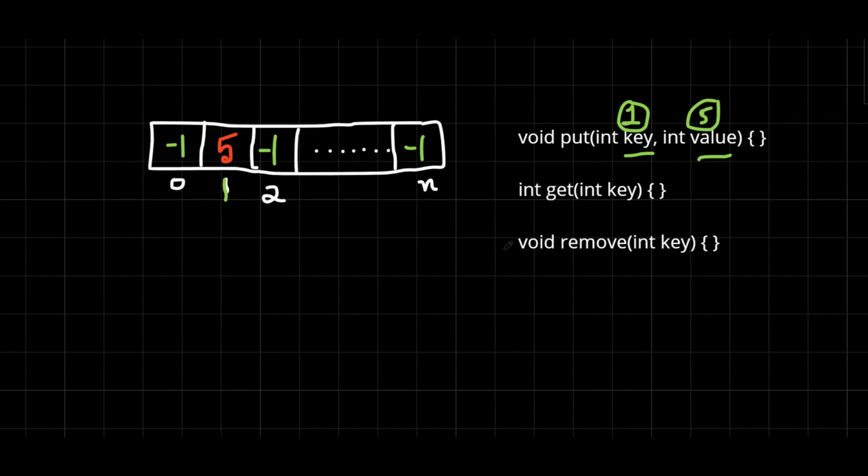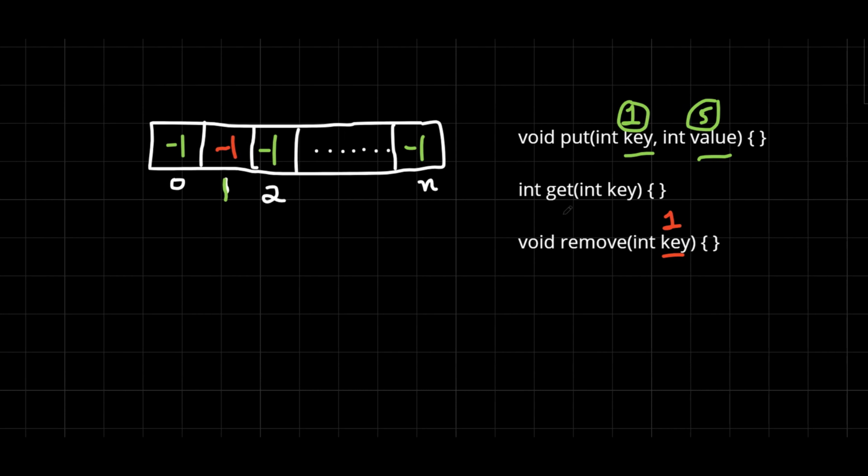After that, we have to implement the remove method. Here, the remove method's parameter is a key. Suppose currently our key is 1. That means we have to remove this element present at this index 1. So here, if we want to remove this element, we have to simply overwrite the present value with -1. So here we have removed the corresponding element.